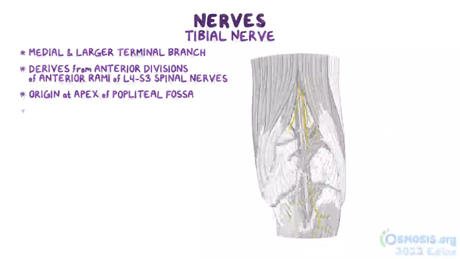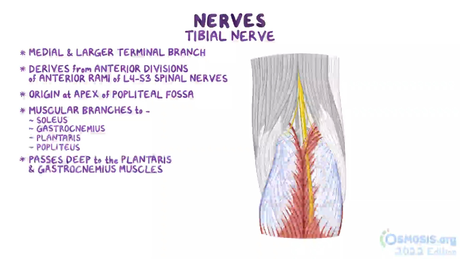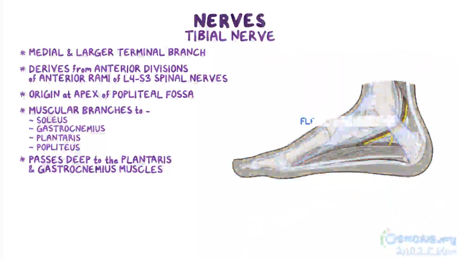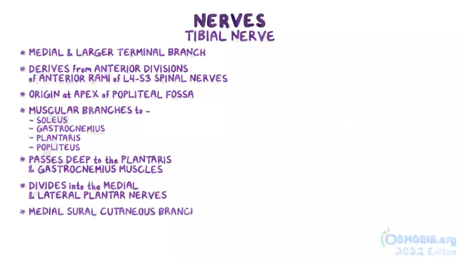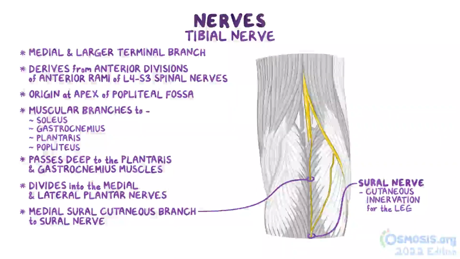Within the fossa, it gives muscular branches to the soleus, gastrocnemius, plantaris, and popliteus muscles. The tibial nerve eventually passes deep to the plantaris and gastrocnemius muscles at the inferior border of the popliteal fossa. Then, it enters the foot beneath the flexor retinaculum and finally divides into the medial and lateral plantar nerves. The tibial nerve also gives off the medial sural cutaneous branch that contributes to the sural nerve. The sural nerve mainly provides cutaneous innervation for the leg.